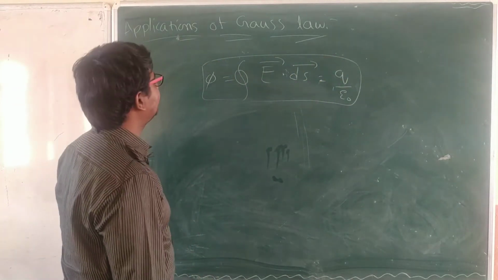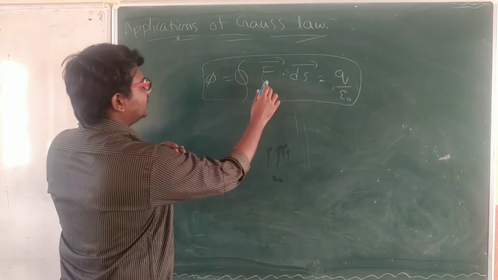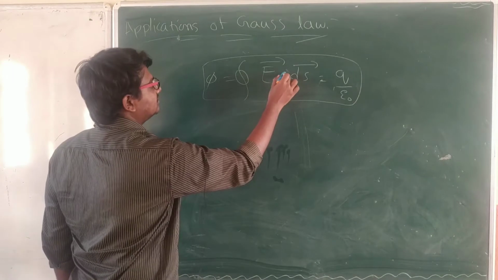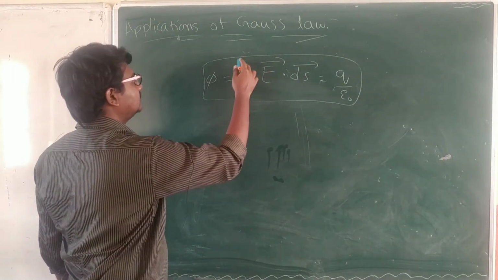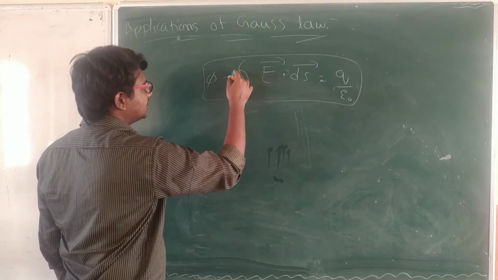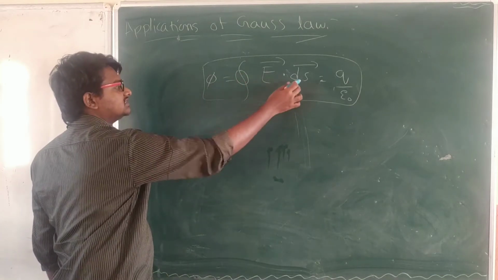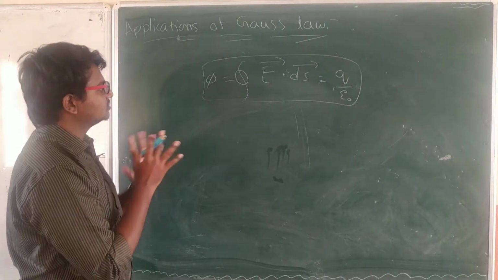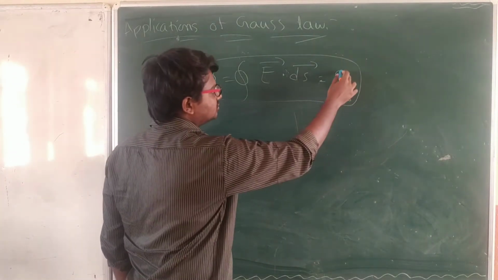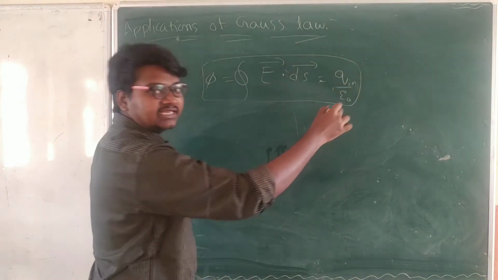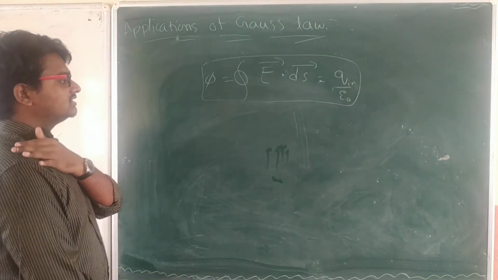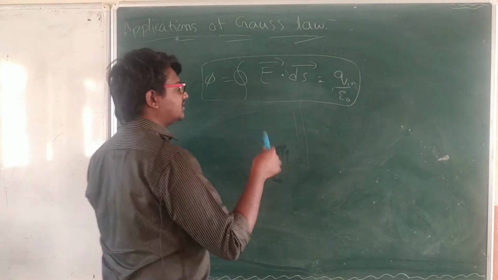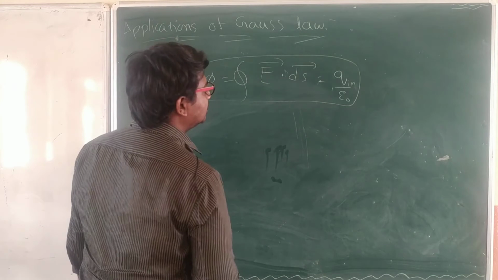This is the symbolic form of Gauss law, where E bar is the electric field and ds is the surface area, taking their scalar product. We need to do the integral. The circle on the integral indicates that ds is a closed surface. The whole area that we are considering is a closed surface. That is equal to q in by epsilon naught, where q in represents the charge enclosed in a closed surface.